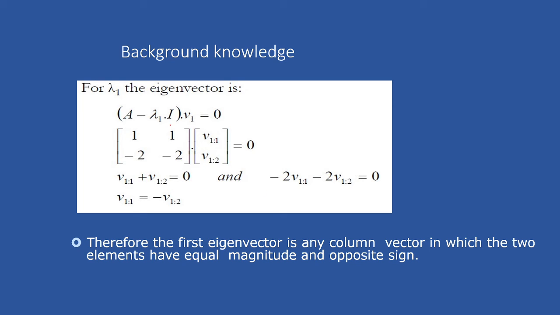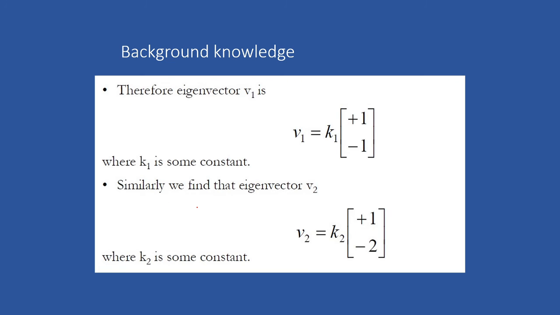So A minus lambda 1 I equals the vector value. Again we will be getting two equations: v11 plus v12 equal to 0, and minus 2 v11 minus 2 v12. So here we will get v11 equal to minus v12. So here we will be getting the two values, and those will be substituted in the equation. So here v are the vector values, the eigenvector values, and after finding that, that value will be the final value, and based on that we will be adjusting our actual data.